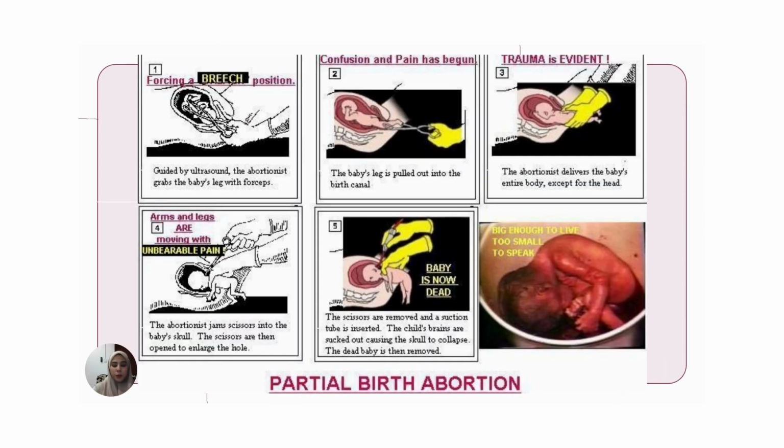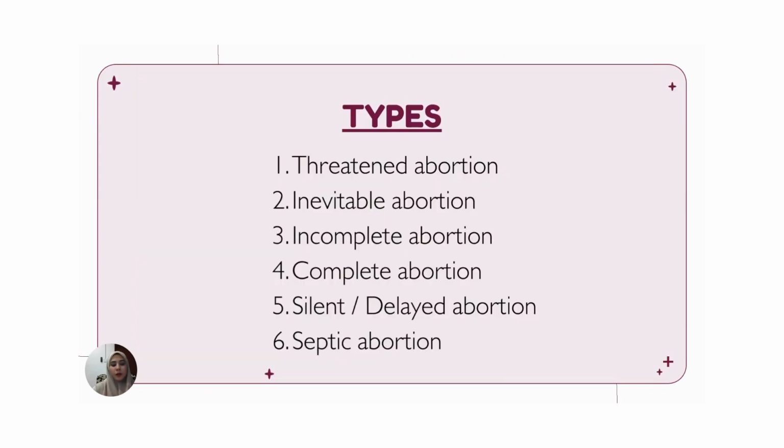This picture shows us partial birth abortion. Currently, there are 6 types of abortion, which are threatened abortion, inevitable abortion, complete abortion, incomplete abortion, silent or delayed abortion, and septic abortion.